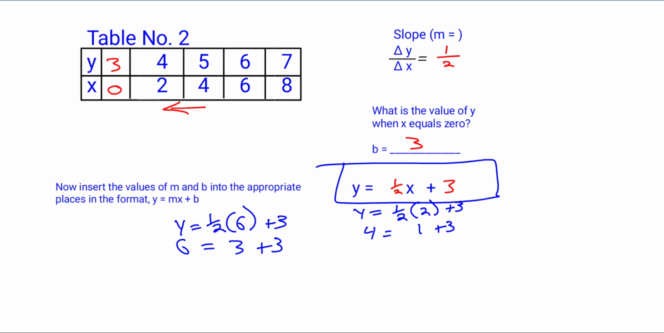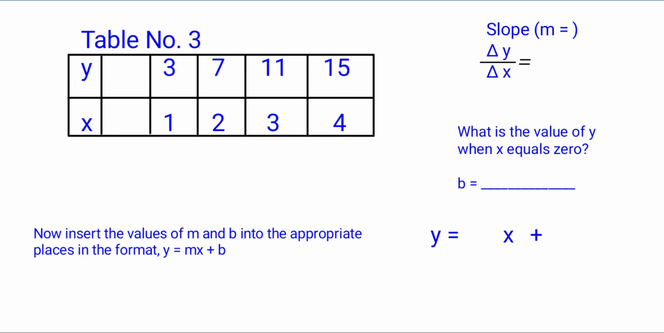Let's do one more. All right, table number 3, and fortuitous circumstance, in other words, lucky us, the y is still up on top, so that's going to be kind of helpful. I would not have to do any weird flipping around or whatever. And my change in y, I'm adding 4 as I go to the right. So I've got 4. And for my x values, I'm adding 1. So it's 4 over 1, so my slope is 4. So y equals 4x plus something.